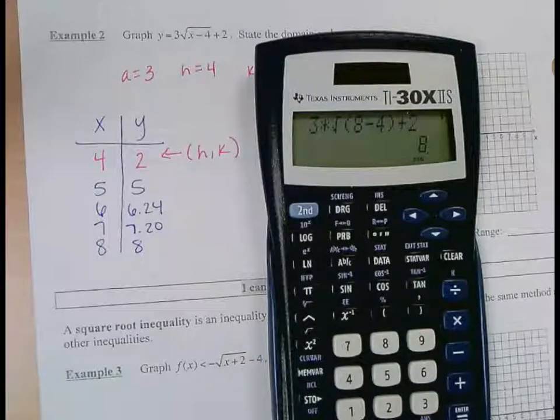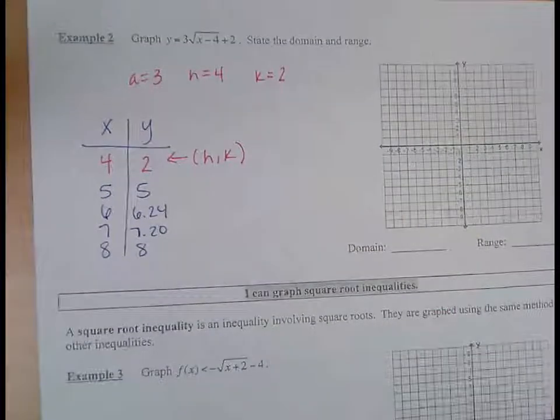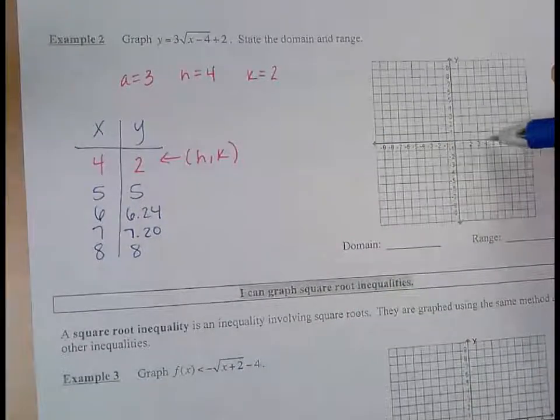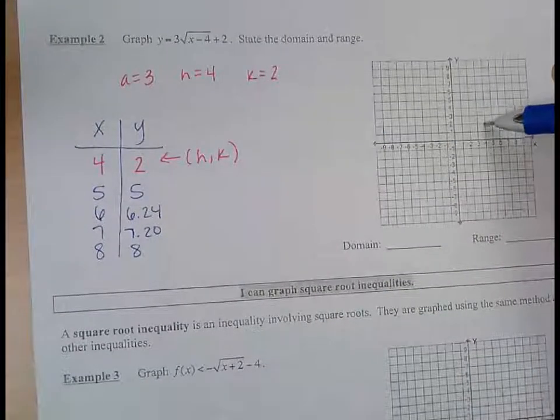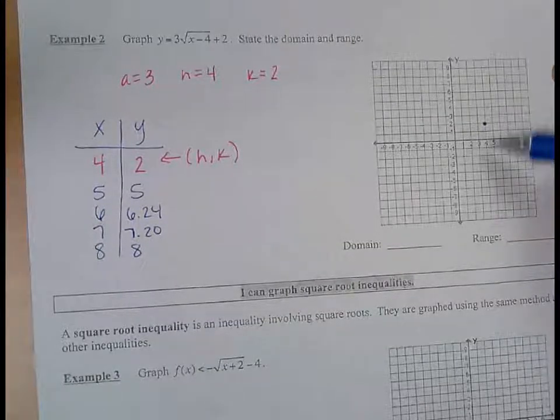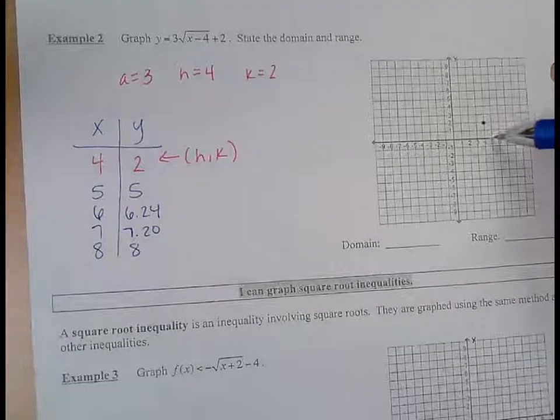And again, when you plot your points, you should see a curve. You should not see a straight line. So when I graph this, I'm going to plot my 5 points that I have. And remember that (4, 2) is where your graph starts. So when you're actually connecting your points, you shouldn't be going through that point completely. You should be starting there and drawing your curve in.